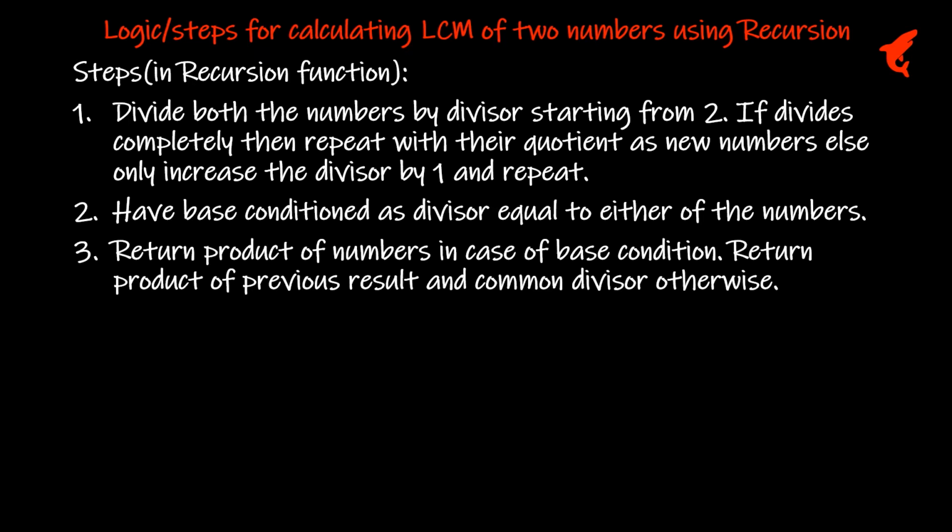And what we do is we return the product of the numbers at the end when the base condition is met, okay? And otherwise what we do is that we return the product of the previous return value and the divisor which was common, which could completely divide both the numbers, not otherwise, right?